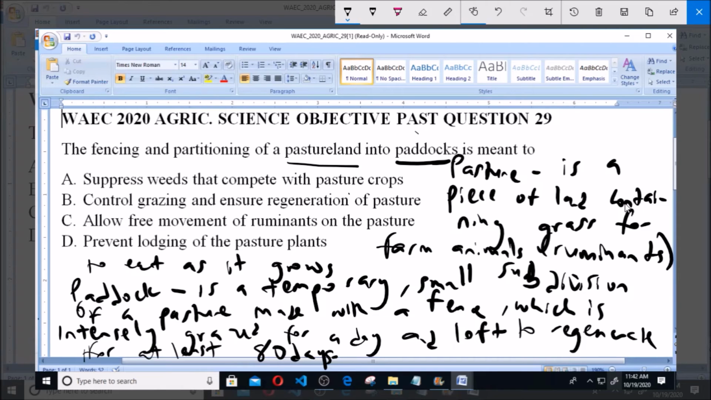So the purpose of a paddock, that is the small subdivision of a pasture, is to allow for intense, controlled grazing, and also to allow for regeneration of that particular portion of the pasture. Now, among the options listed to us, option B says control grazing and ensure regeneration of a pasture, and from the function or the purpose of a paddock that we have described here, it is made to control grazing and also to ensure that that portion of the pasture is left to regenerate. So option B, control grazing and ensure regeneration of pasture, is the correct answer to this question.